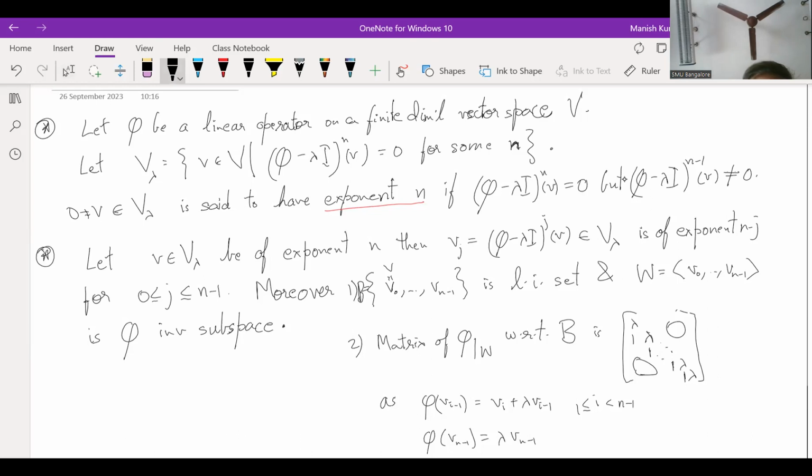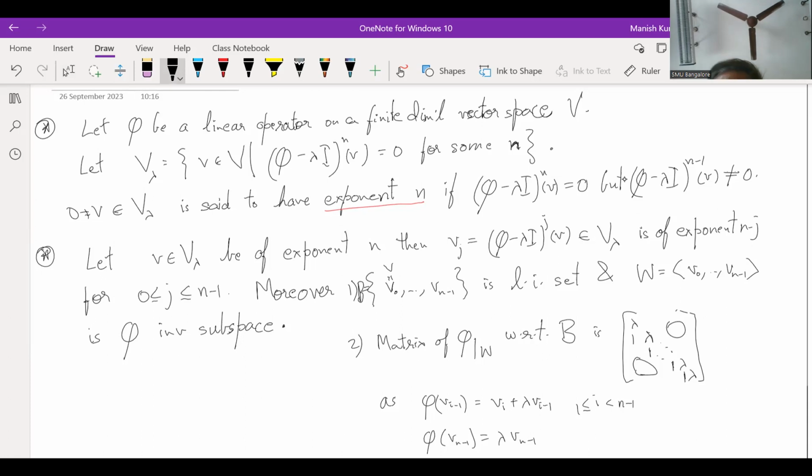And then the next claim is that if you consider this set V0, V1, up to Vn minus 1, V0 is the same as v because j equals 0 means this is the identity matrix. If you run through V0, V1 up to Vn minus 1, you'll get non-zero vectors, because v is of exponent n. And if you try Vn, then that is already 0. So it's saying that these vectors are linearly independent.